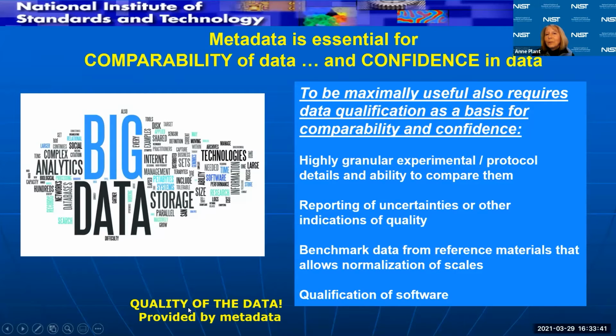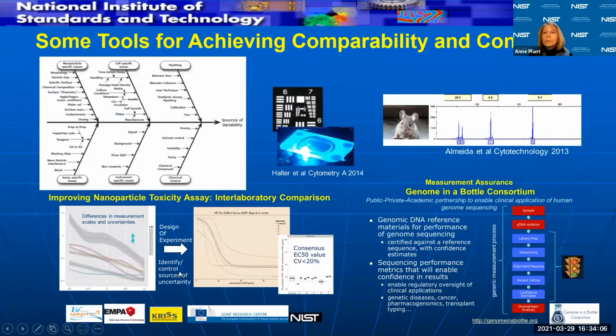And if one's going to care about quality of data, which of course is going to determine how useful those data are to share, it's really important to have that documentation of the quality of the data and that thought about the quality of the data. So, NIST being a measurement laboratory, we think a lot about tools that help to add to the quality of the data, what we might call tools that help to achieve comparability and confidence in the data.